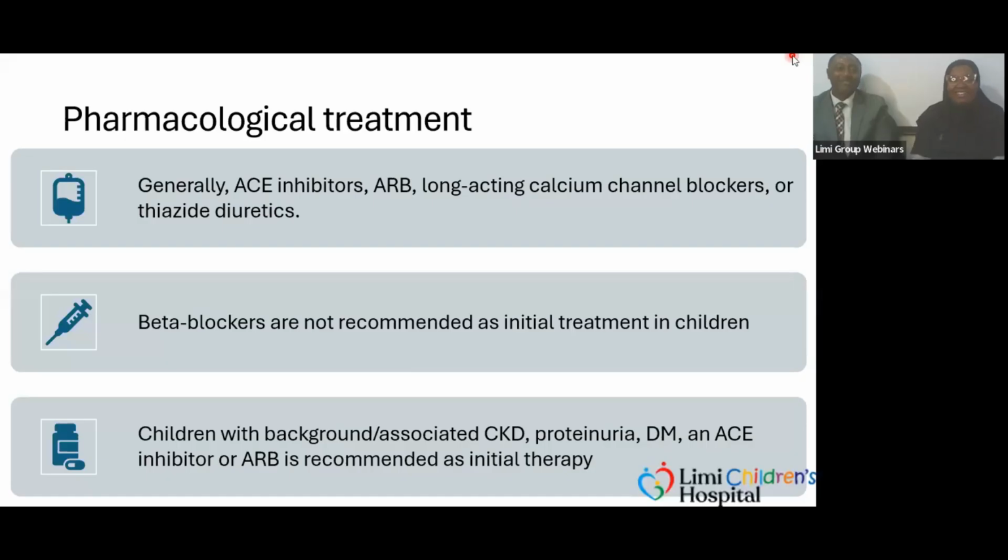All right, so pharmacological treatment. We'll do dietary therapy, the dietary approach to stop hypertension, then drug treatment. The first one is lifestyle and diet. Generally, angiotensin converting enzyme inhibitors and angiotensin receptor blockers, with calcium channel blockers and thiazide diuretics, are first line, not propranolol, not beta blockers. The same recommendation goes when there are background conditions like DM or kidney disease.